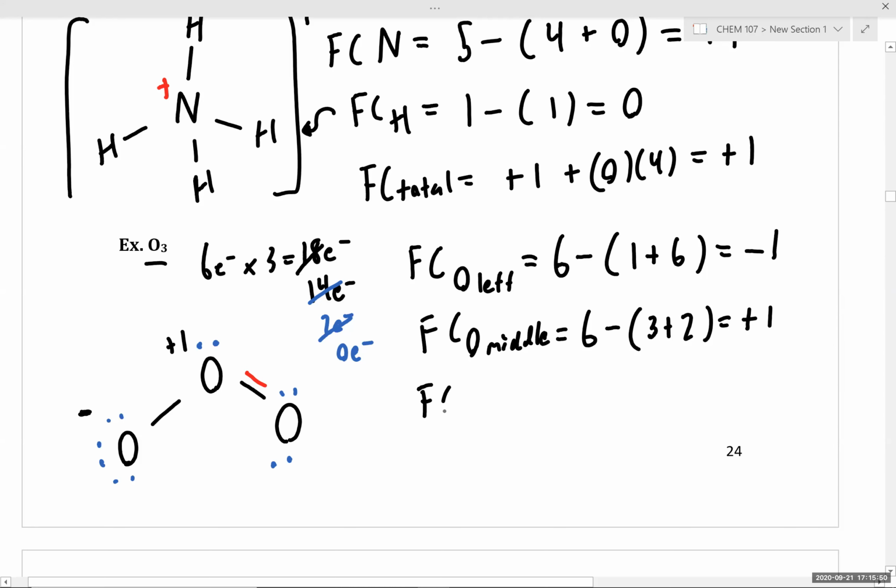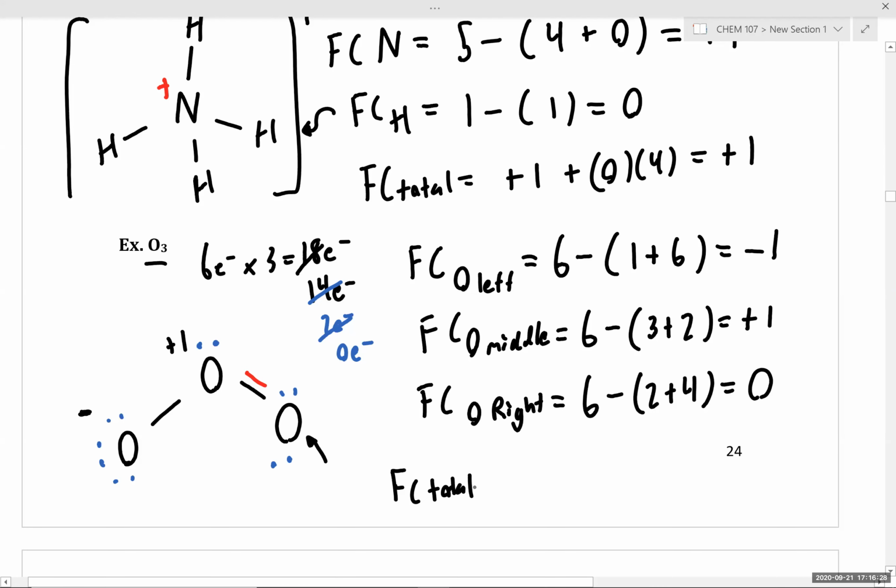Finally, let's calculate the formal charge of oxygen on the right-hand side. Formal charge is equal to our group number, which is 6, minus, and now how many bonds do we have to this rightmost oxygen? We have 2 bonds, and how many lone pair electrons? How many dots? We see 4 lone pair electrons on the rightmost oxygen, and that gives us a formal charge of 0. As we can see, our total formal charge of all of our atoms is equal to 0, which matches our overall charge of 0.